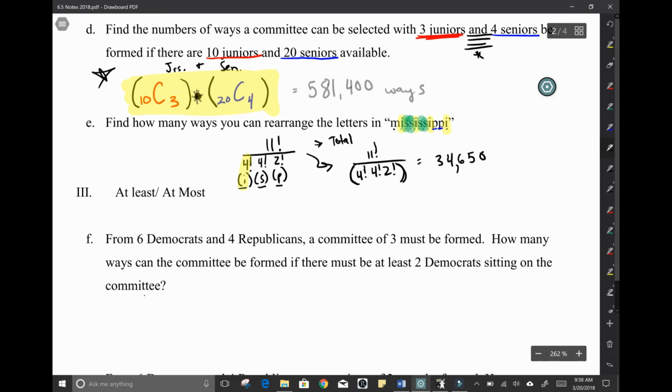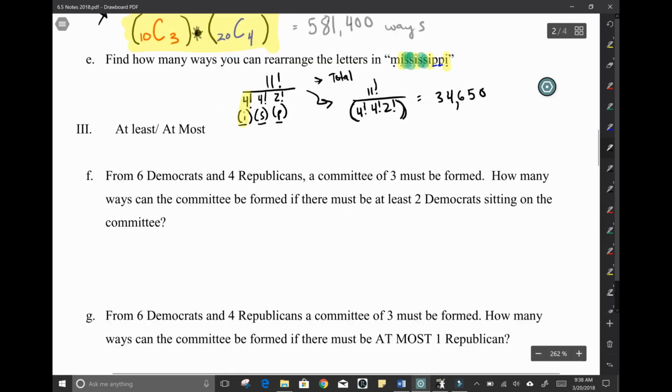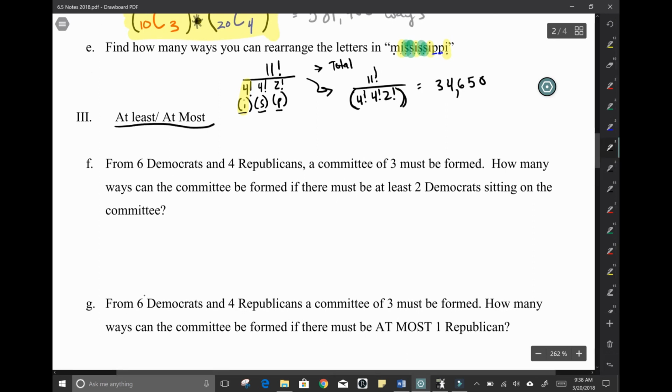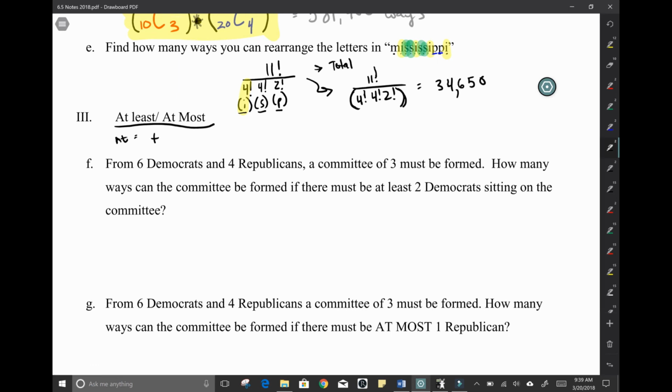The most challenging problems are these here, the at least and at most. When you see these, I want you to think at means add. At equals add. At means to add. We're going to be adding different scenarios. So from 6 Democrats and 4 Republicans, a committee of 3 must be formed. How many ways can the committee be formed if there must be at least 2 Democrats?